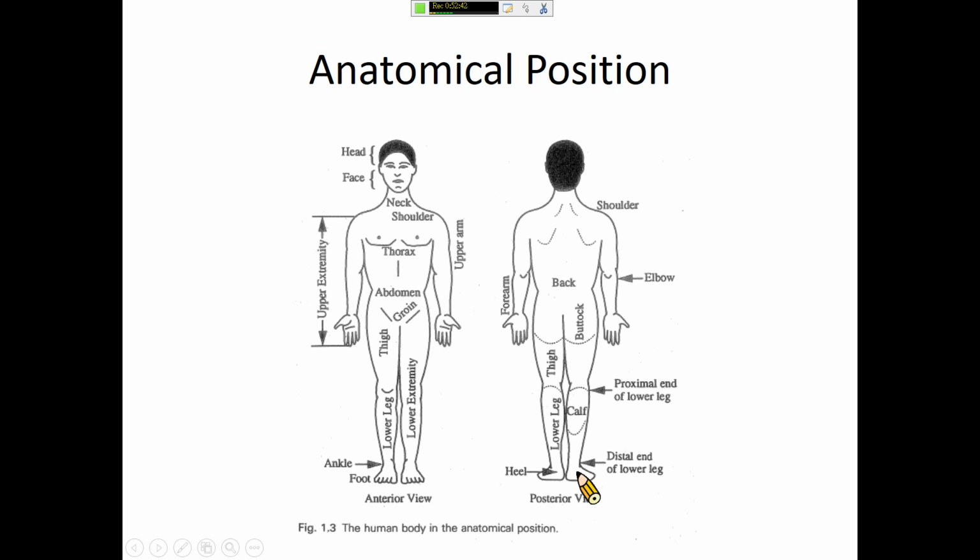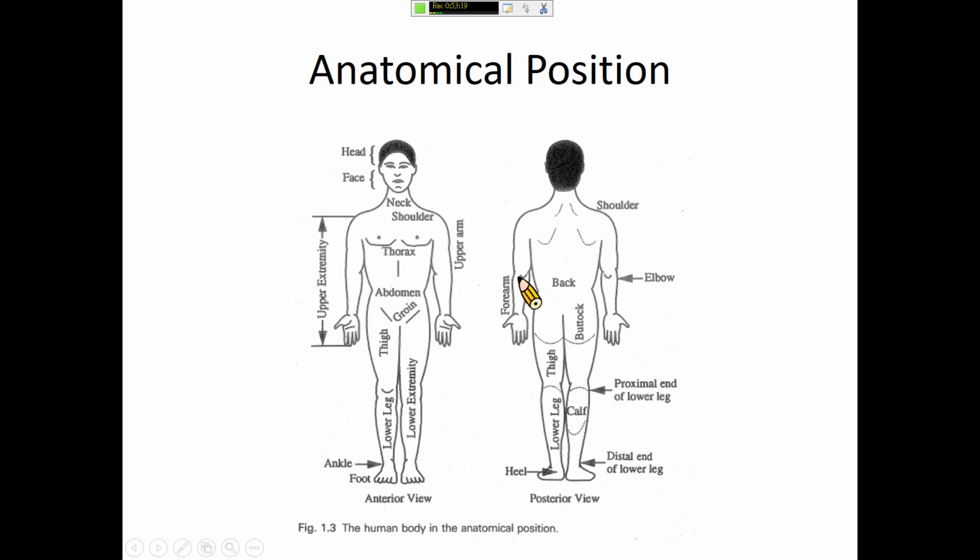Okay? So if I ask you, how about the thigh? For the thigh, this end should be called proximal or distal? Proximal, because this end is closer to the center. For the thigh, this end will be called distal.